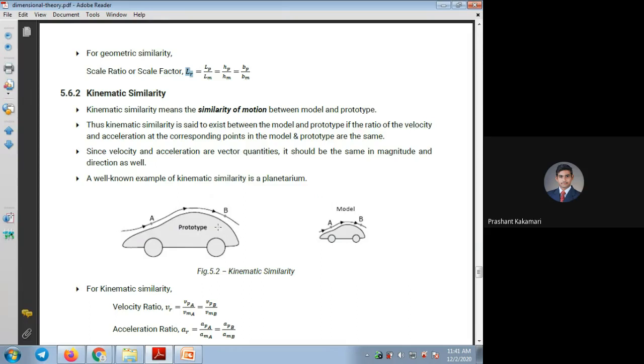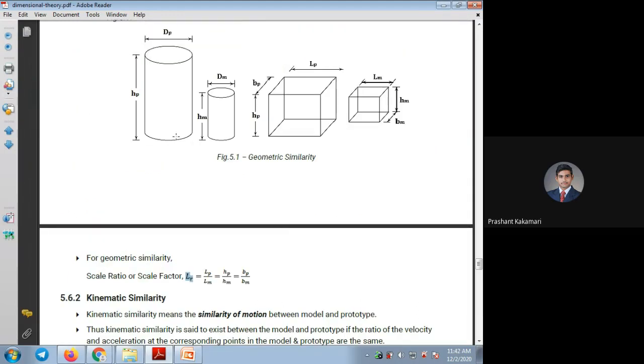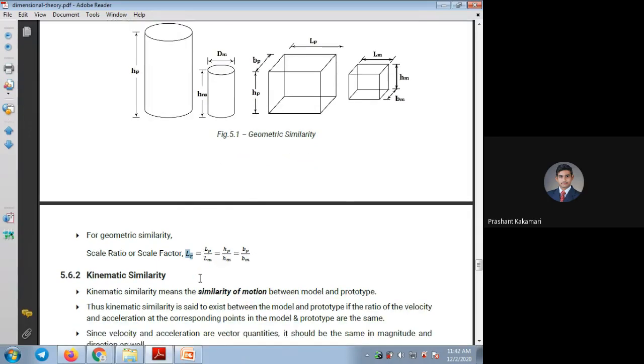Okay, so this is called kinematic similarity, existing between two, the prototype and the model. If the ratio of velocity and acceleration at the corresponding points, at points A and B, are the same, then the kinematic similarity holds. Here it should be the same, but in the geometry it may not be the same. The ratio may be the same for all lengths, volumes, and areas.